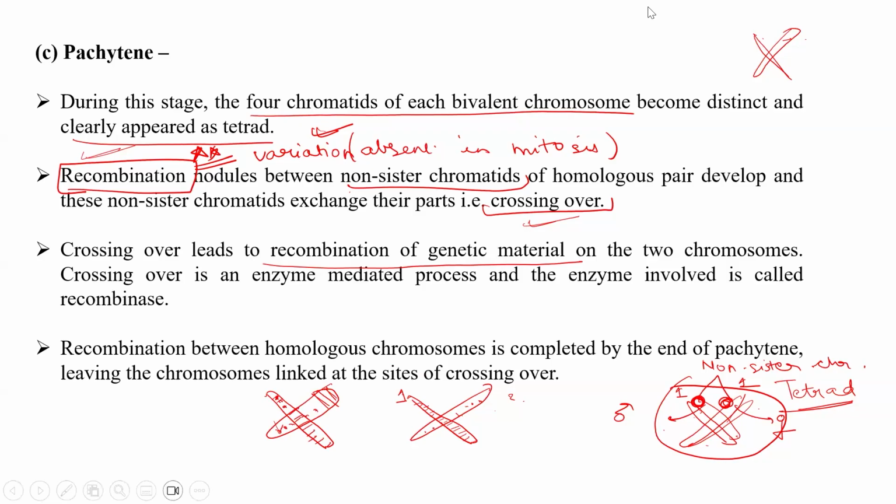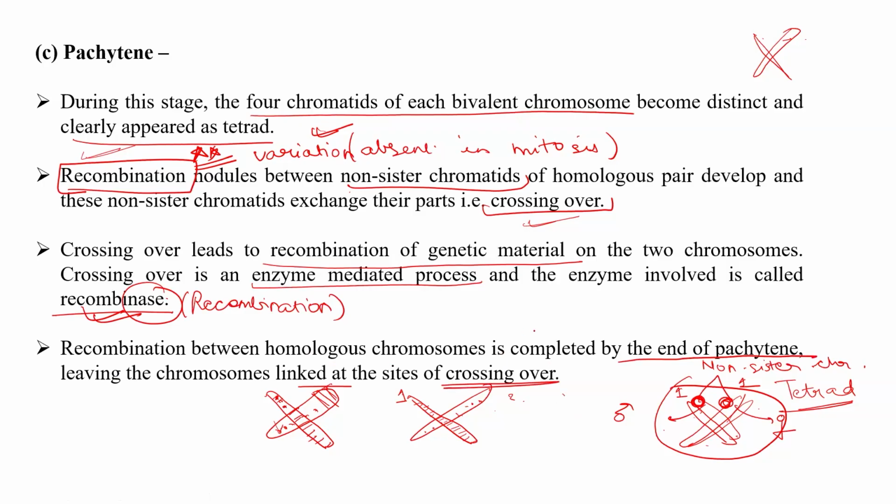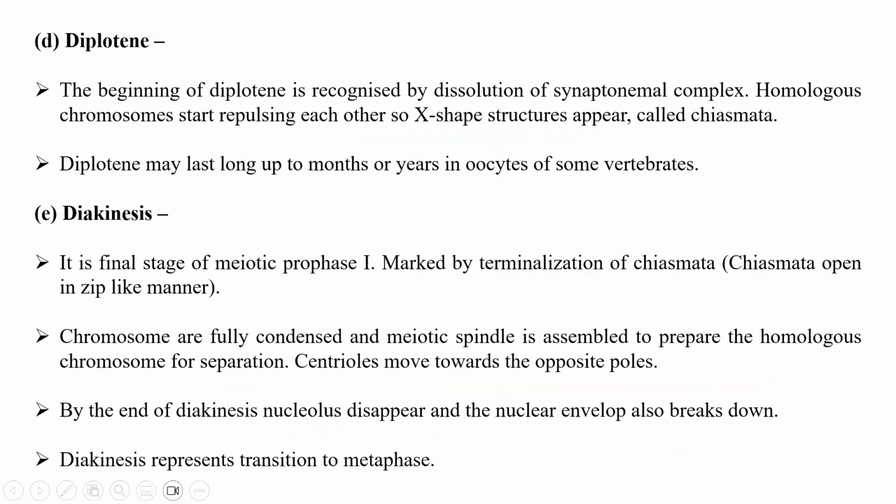So crossing over leads to a recombination of genetic material on the two chromosomes, and it is an enzyme-mediated process, and the enzyme involved in this is recombinase. Since the process is recombination, the enzyme is termed the recombinase enzyme. Recombination between homologous chromosomes is completed by the end of the pachytene stage, leaving the chromosomes linked at the site of crossing over. So the chromosomes will remain linked at the site where the crossing over has taken place.